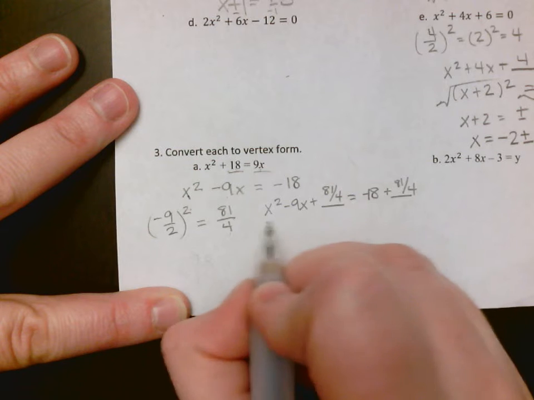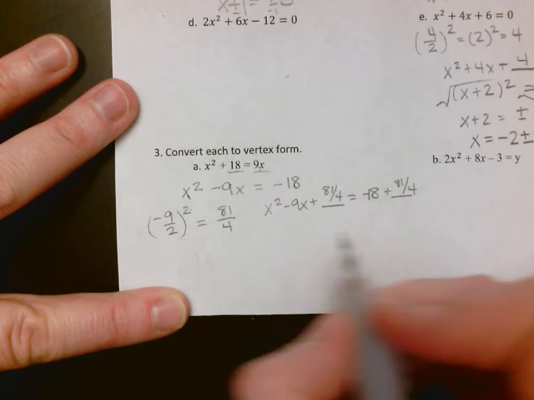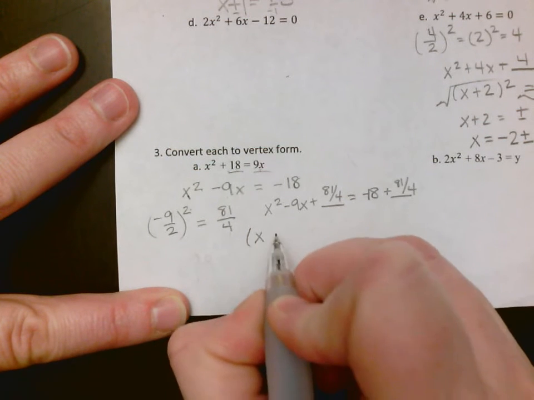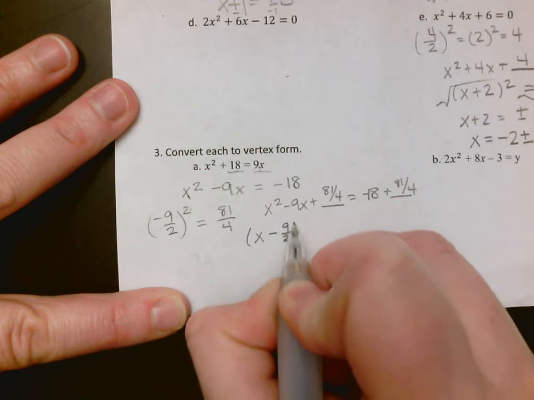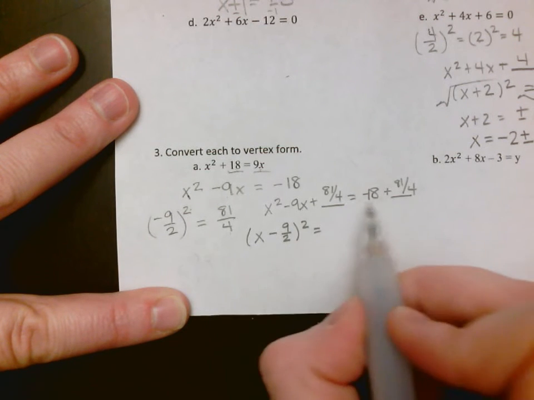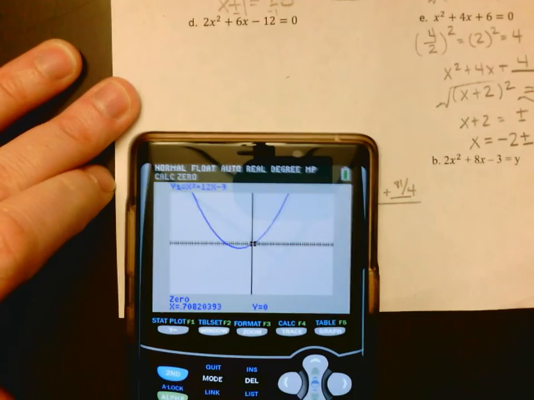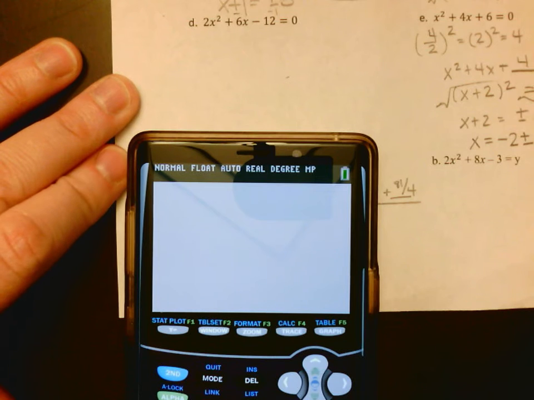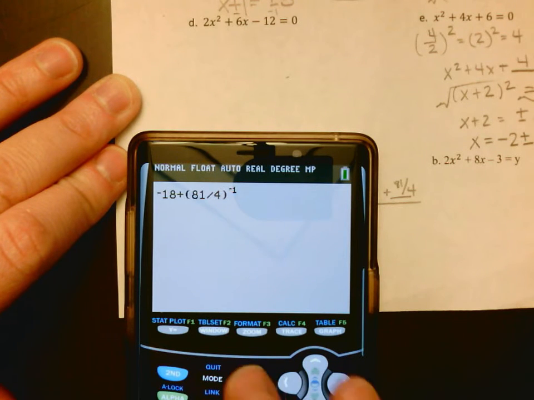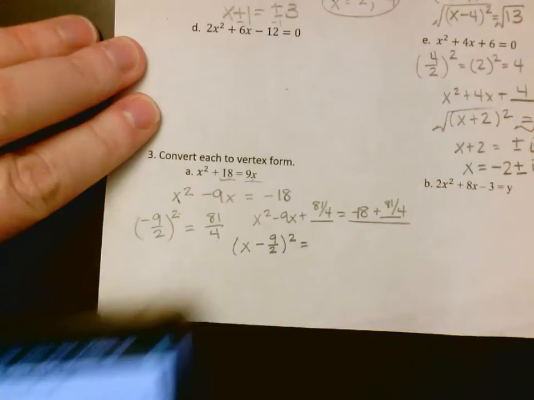To both of those. This left side factors to x minus 9 halves squared equals, and I'm going to do this part here on my calculator. So on my calculator, I'm going to go negative 18 plus 81 divided by 4. I'm going to hit math frac. And we get 9 fourths.